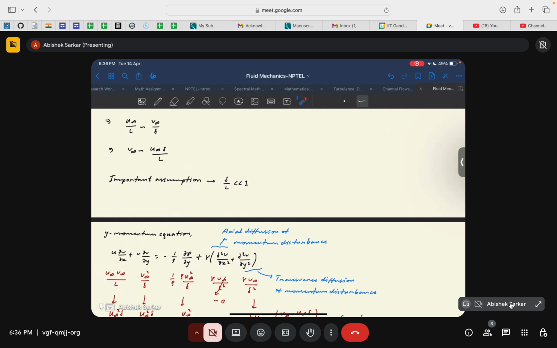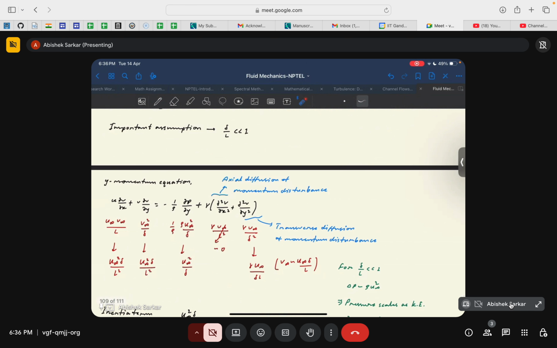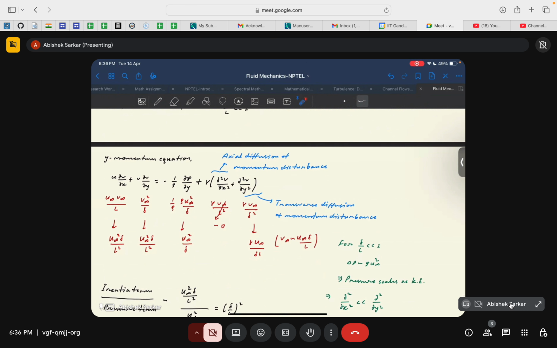Now let us look into the y momentum equation, and see if we do a similar scaling analysis, what conclusions we obtain. This is very important actually. This is the most important equation in boundary layer theory. So let us see how it varies.